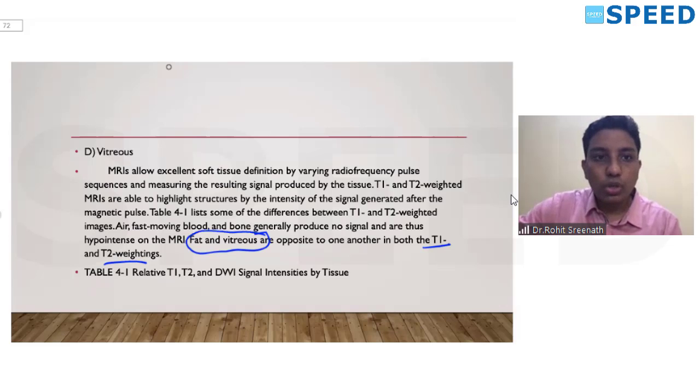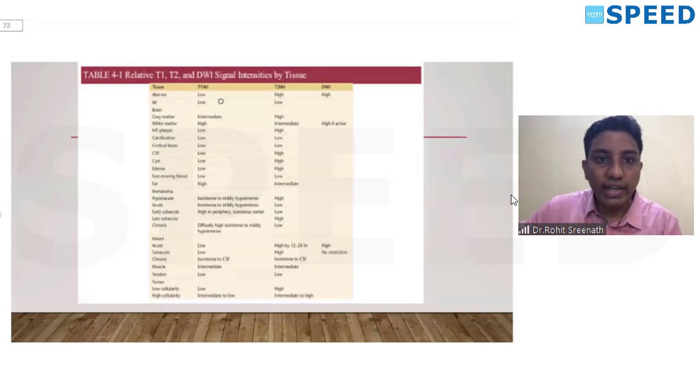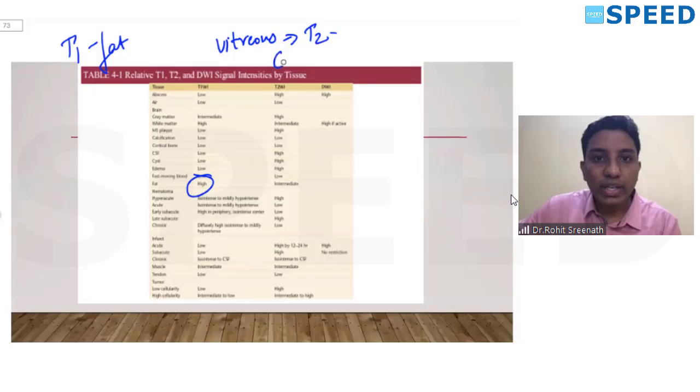So this is the table showing the T1 and T2 weighted images. Remember, vitreous is hyperintense on T2. What did we say? Fat is hyperintense on T1. So in T1 it is fat, in T2 it is vitreous, aqueous is again T2, and also any cysts. CNS cysts are hyperintense on T2.